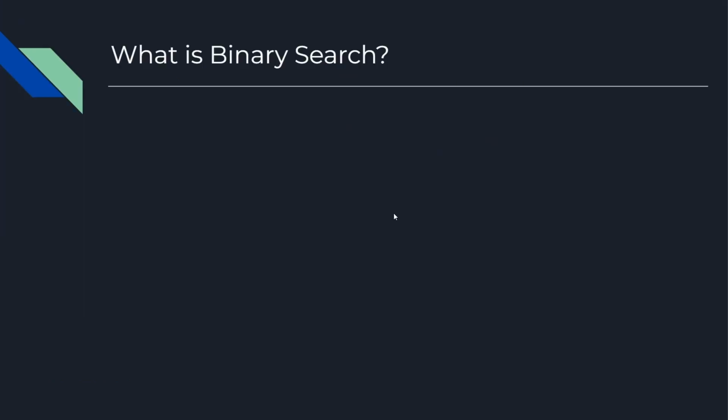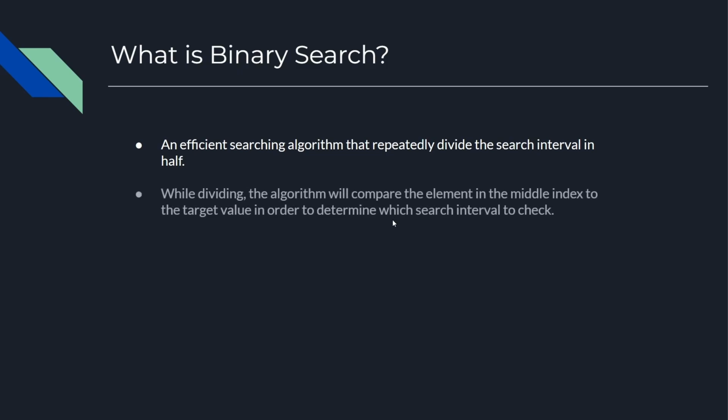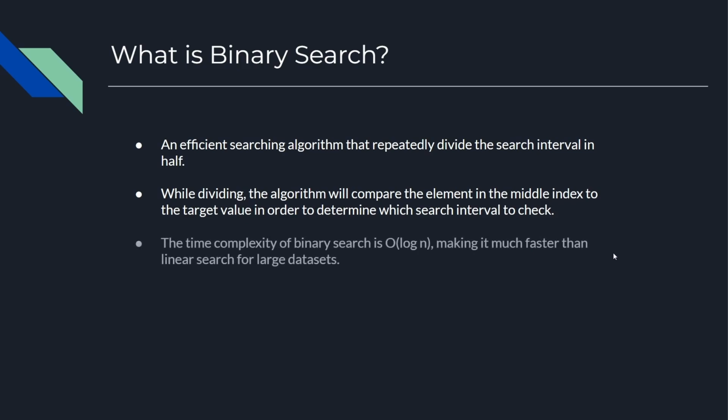Binary search is a divide and conquer algorithm. It works by repeatedly dividing a sorted array or list into two halves and eliminating one half based on a comparison. Because binary search compares the element in the middle index to the target value in order to determine which search interval to check. By doing so, it dramatically reduces the number of comparisons needed to find the target element. Therefore, binary search has a time complexity of O(log n), making it much faster than linear search.